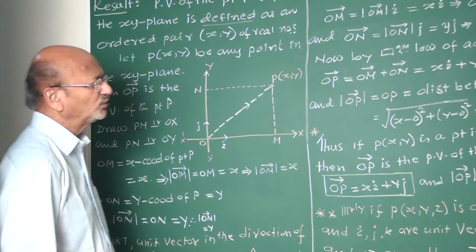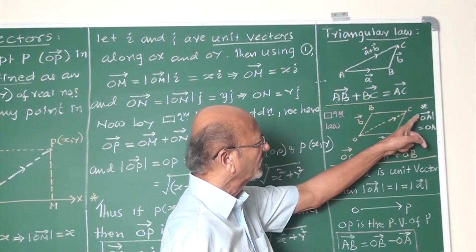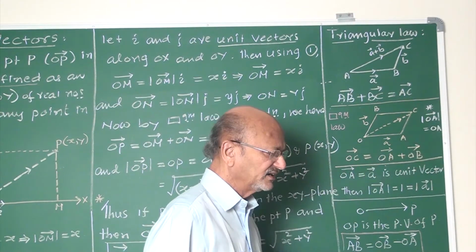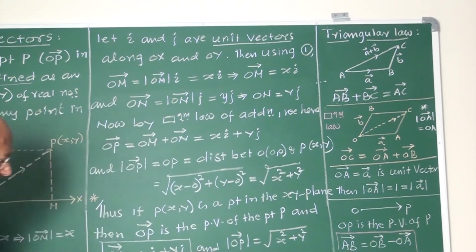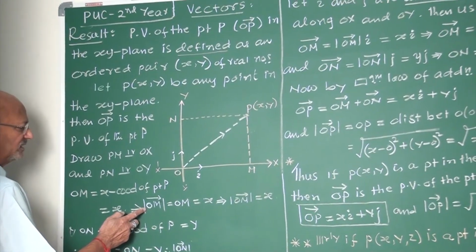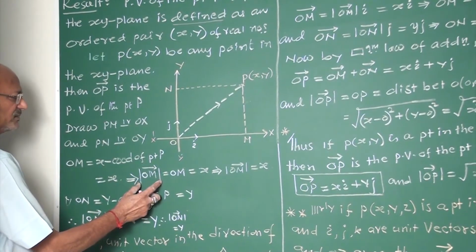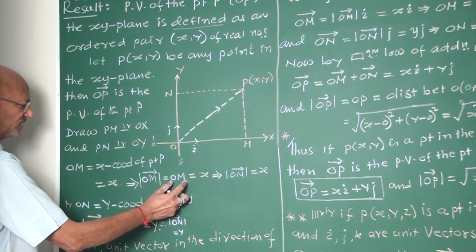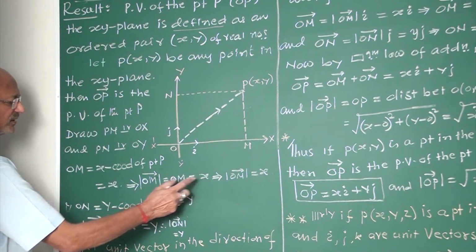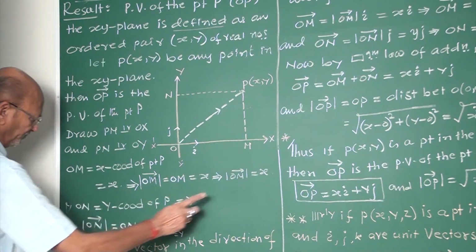Then, my friends, we know this result. What is that result? Magnitude of vector OA is nothing but the line segment OA. Yes, my friend, here. This gives the magnitude of the vector OM. I have converted this distance into a vector. When it is a magnitude, it is the distance OM itself. But what is the value of OM? It is x. From this it gives, my friend, magnitude of the vector OM is x.